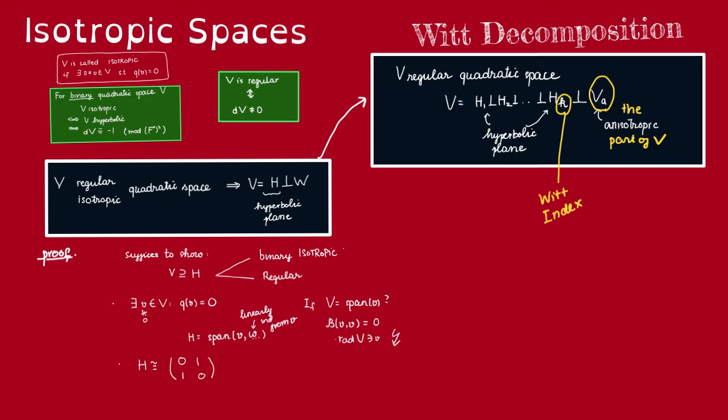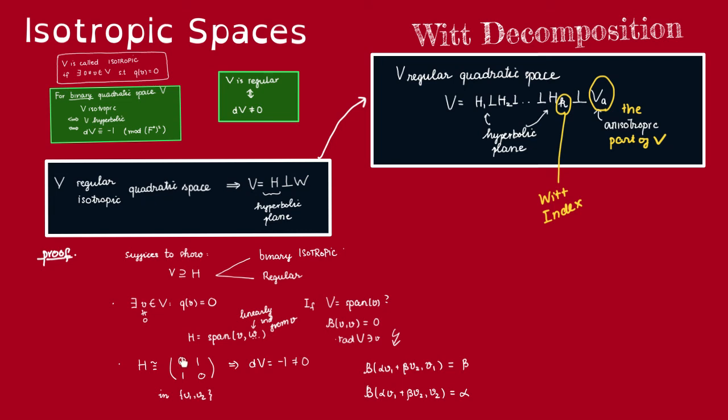Now, why is H regular? Well, this is simply because the discriminant is going to be -1. It's not 0, so it must be regular. But if you don't remember this property about the discriminant and regularity, then we can see it directly this way. So suppose that H has this Gram matrix in the basis v1, v2.